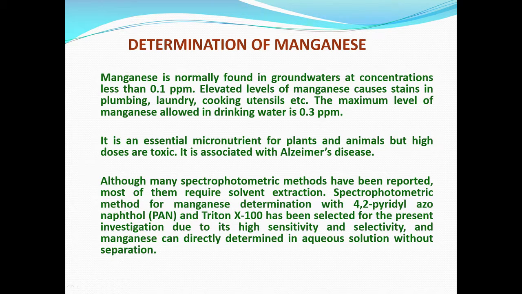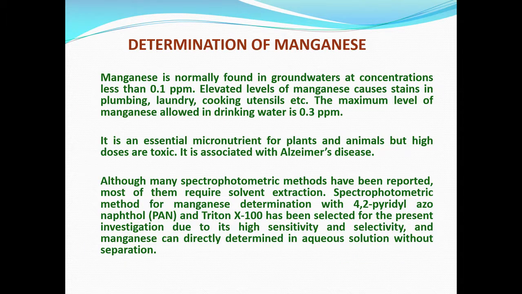Usually there are so many methods for the determination of manganese. Why we have chosen this reagent is because 4,2-pyridylazonaphthol, that is known as PAN in short. It is a very commonly available organic reagent. You can buy it across the shelf. It is very easily available.